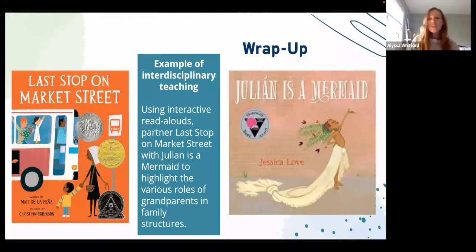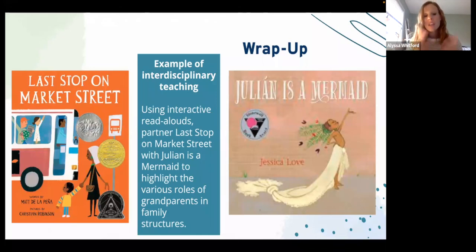I got too excited. So we thought we would wrap up with one example of a way you could partner books in your classroom that can be culturally sustaining and can engage in different kinds of family structures, and even address some of that intersectionality. So the example we came up with was using interactive read-alouds, partnering Last Stop on Market Street with the book Juliana's a Mermaid to highlight the various roles of grandparents and family structures.